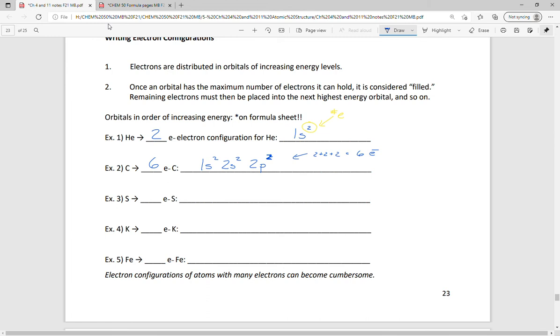Okay, let's do another one. So we'd have sulfur, and if I find sulfur on the periodic table, it's number 16, so that means there's 16 electrons to place. 1s2, 2s2, 2p6 would bring me up to 10. Need to keep going. 3s2.